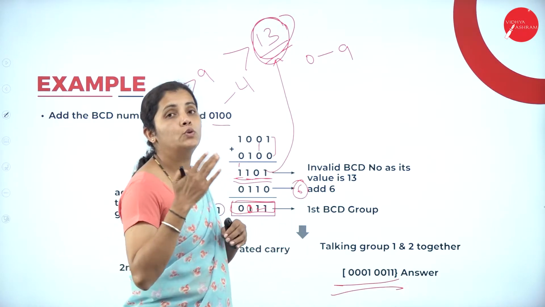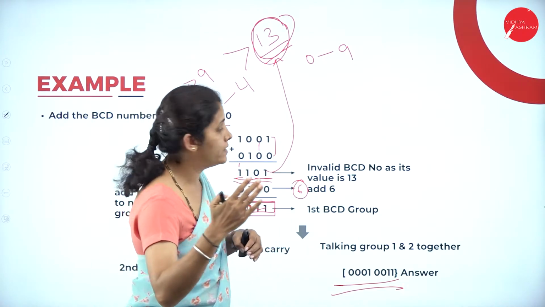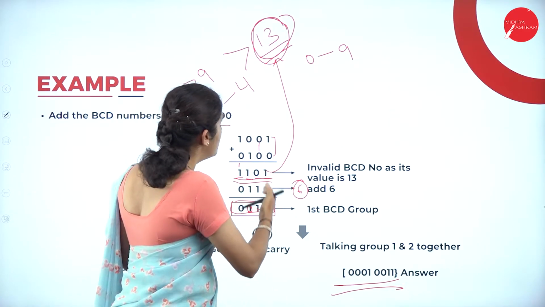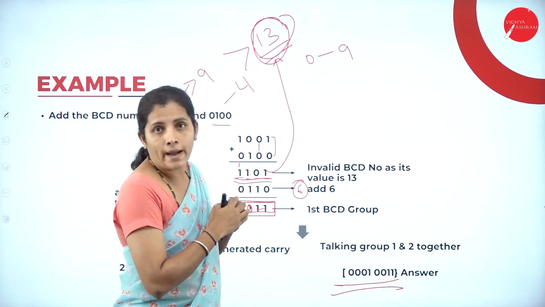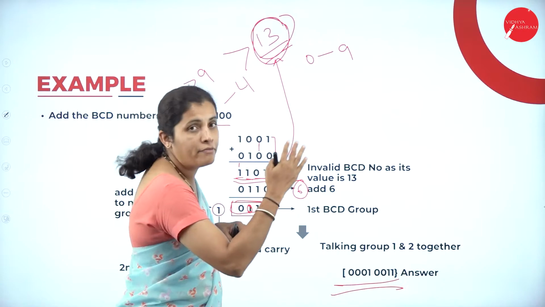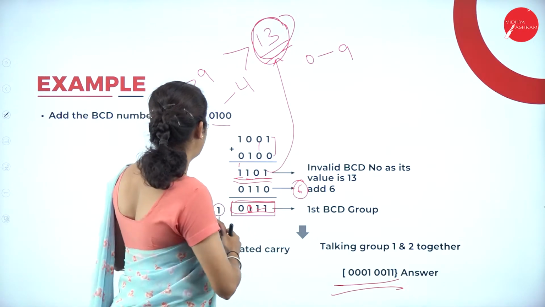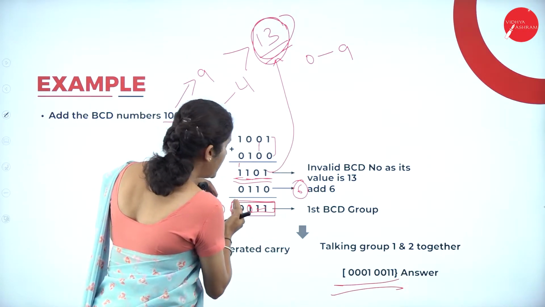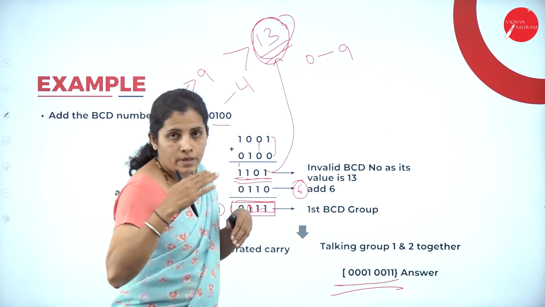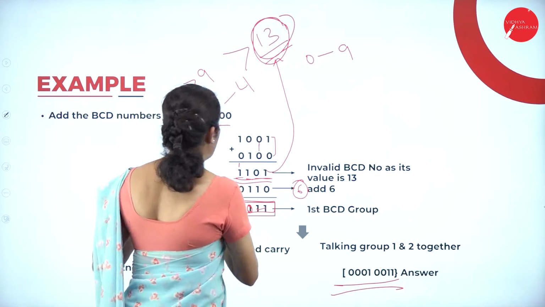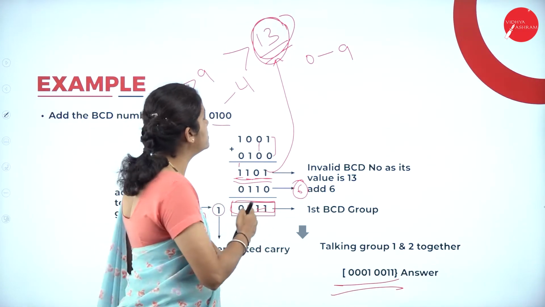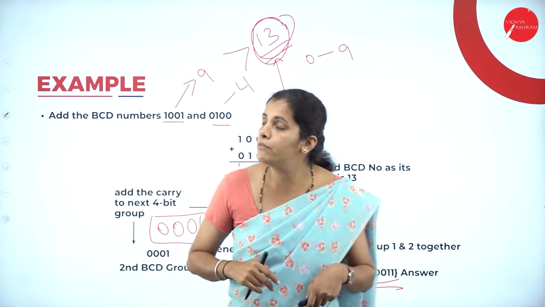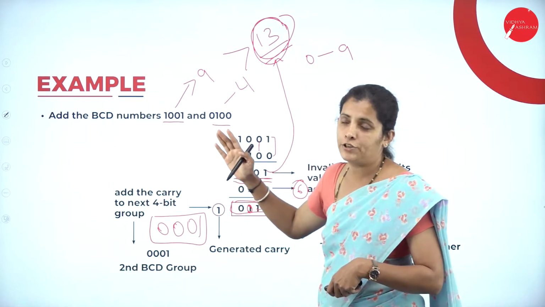Then I am going to group the bits separately. I am going to consider the first 4 binary bits as my first BCD group, and I am going to create another BCD group with the carry value. So this is the way you can perform BCD addition.